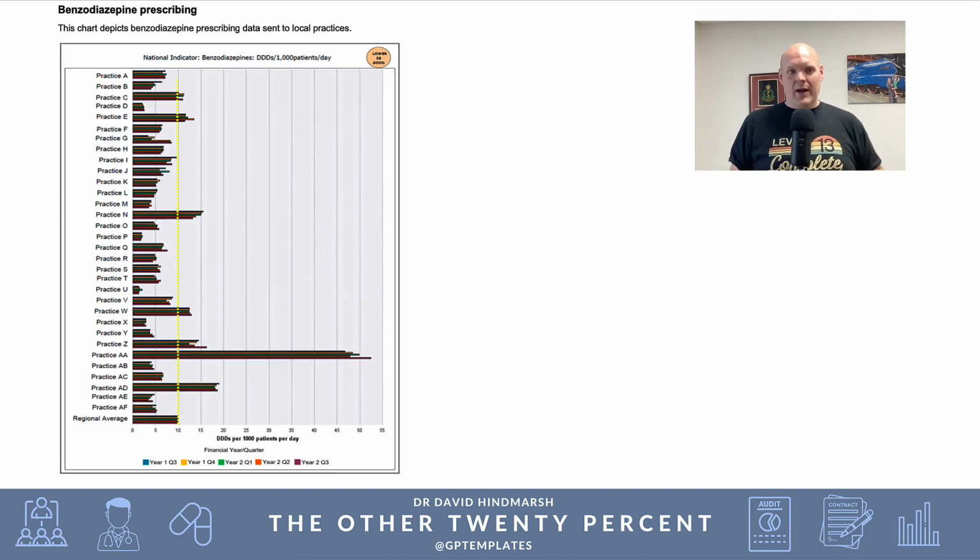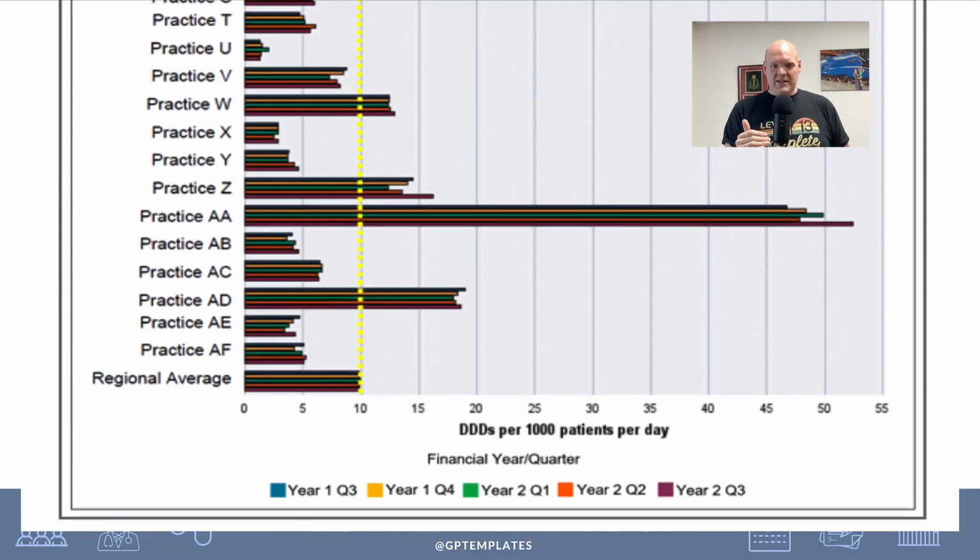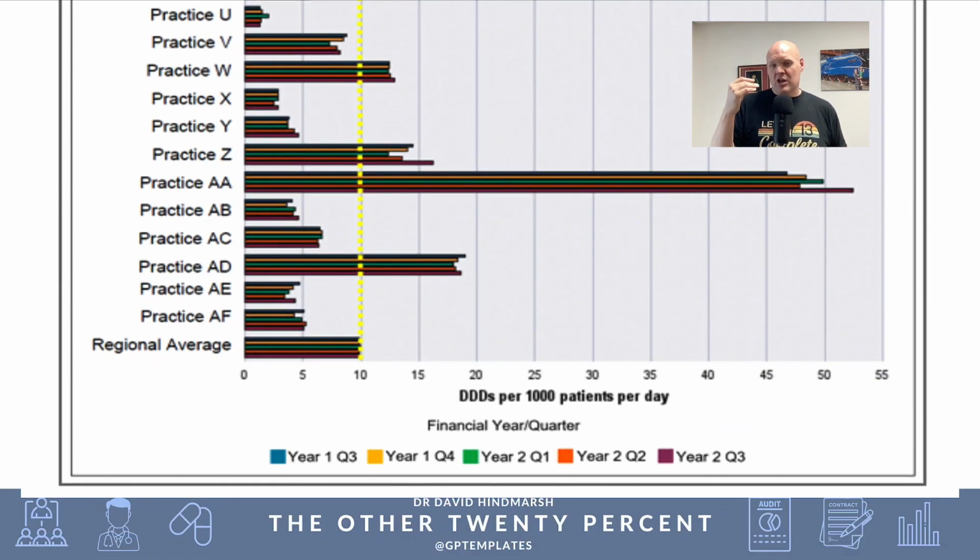so let's do it a bit quicker. So we're going to look at this specifically. The chart depicts benzo prescribing data. We're going all the way down, and all we've got here is certain quartiles of the year, and they're in different colours, and then the number of prescriptions per 1,000 patients per day.